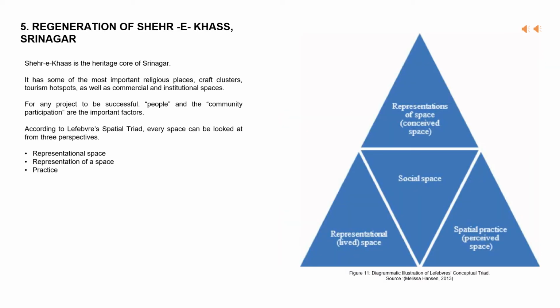Now, according to Lefebvre's spatial triad, every space can be looked at from three perspectives. One is the representational space, which is the one the developer or client has perceived. Two is the representation of space, that is what we see in models or maps. Third and last is the practice, that is how a space is being used, or the urban reality. And for a successful place, the representational space and the representation of space shall overlap, and only then will the layer of practice be in tune with what has been perceived.